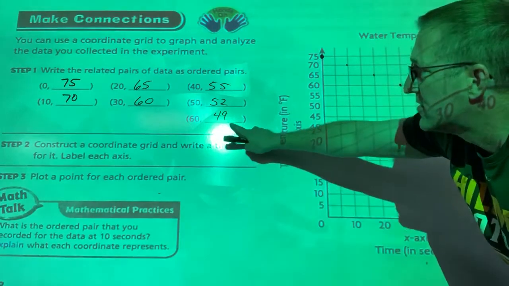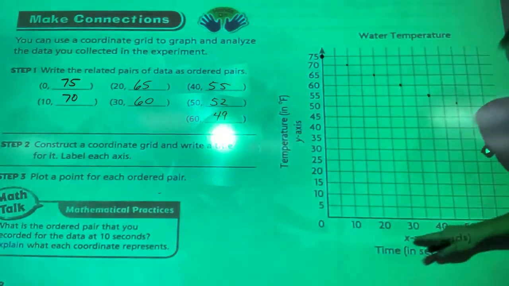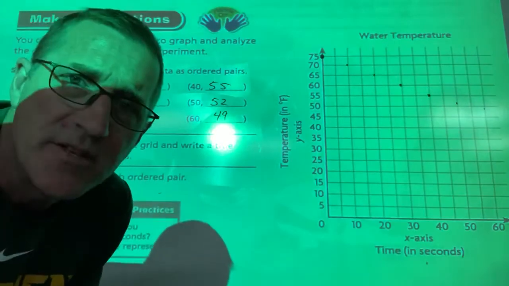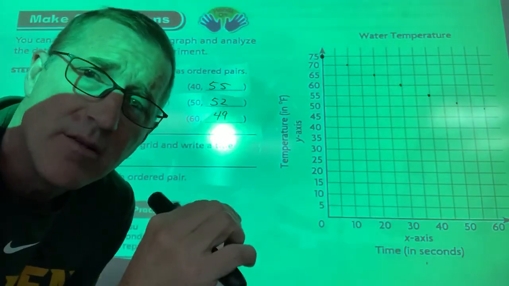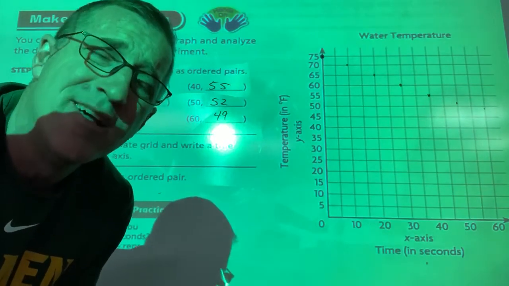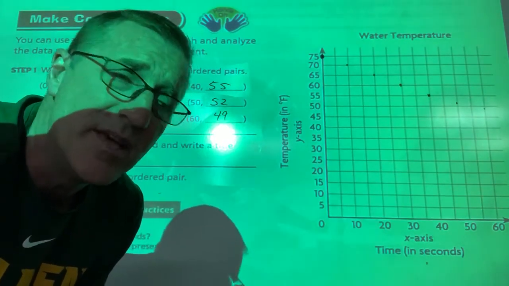And then finally, we're going to go 60 to 49. Over 60, up to 50. And then just below the line of 50 is going to be 49. So when you mark it, if it's 49, go to 50 and just come down a little bit. If it's 52, go to 50 and go up a little bit. Easy peasy. It's just kind of a generalization of where you need it to be.